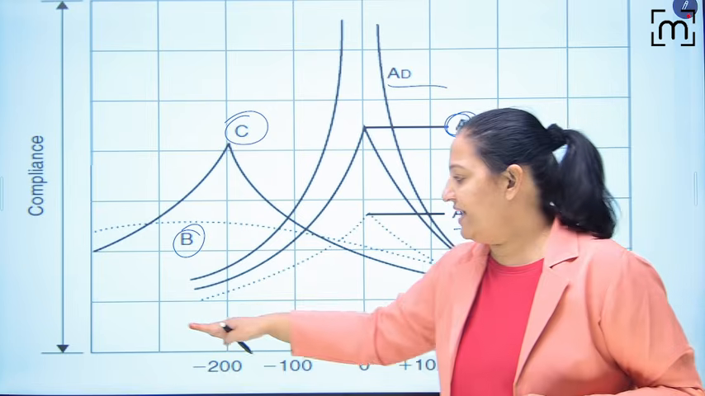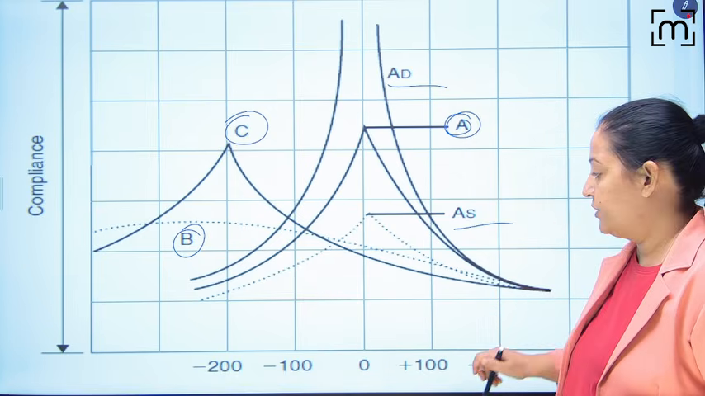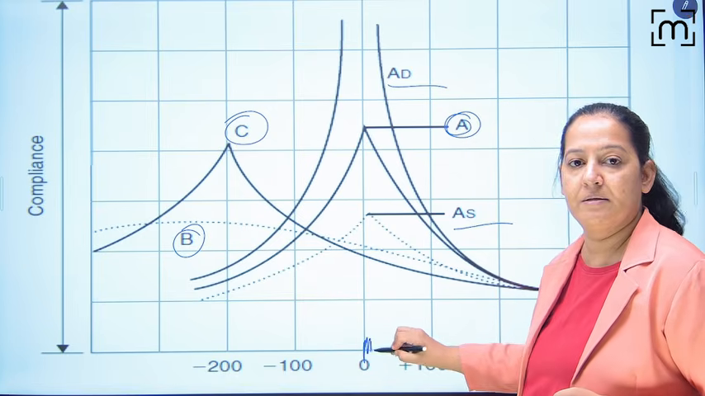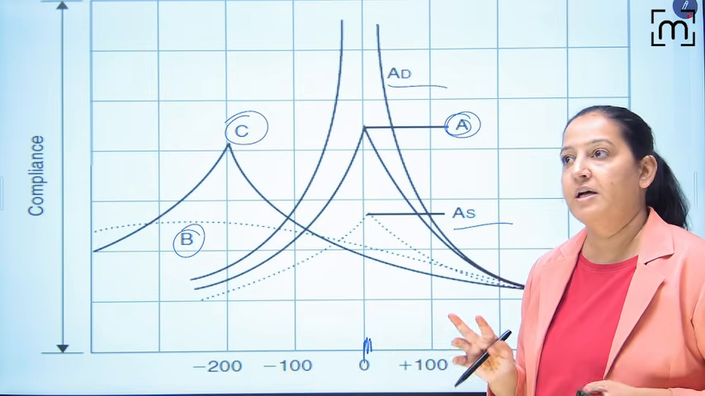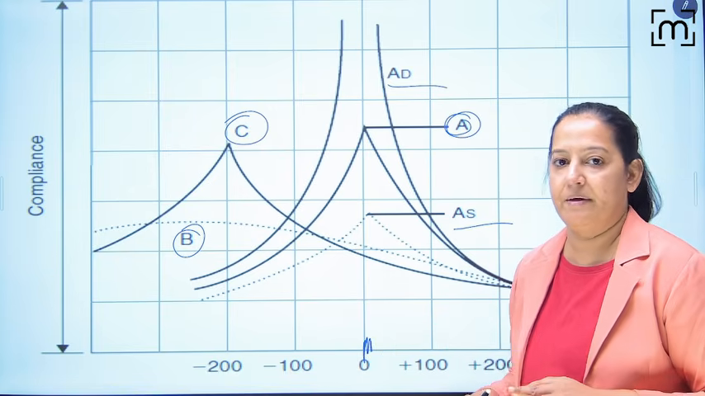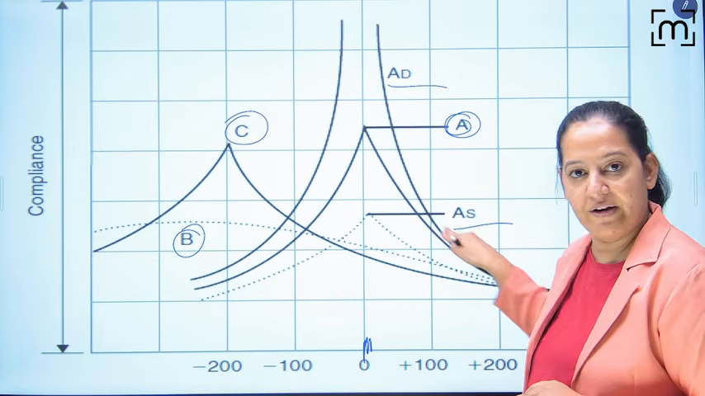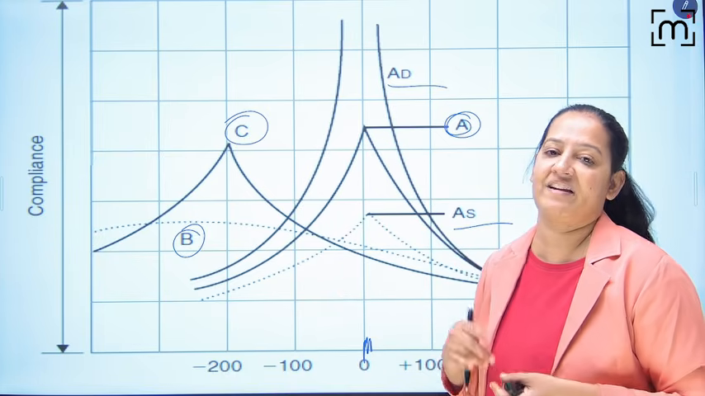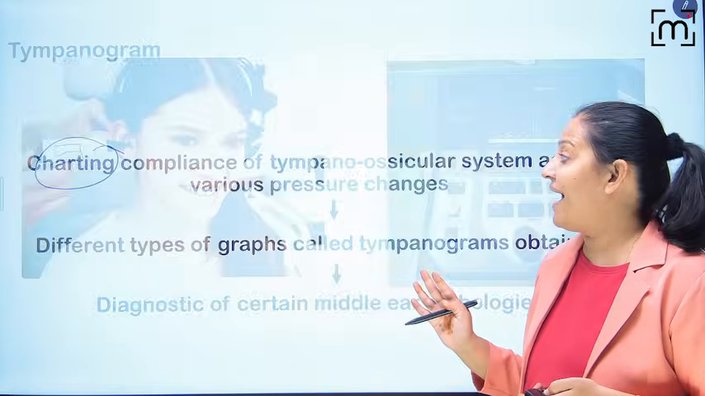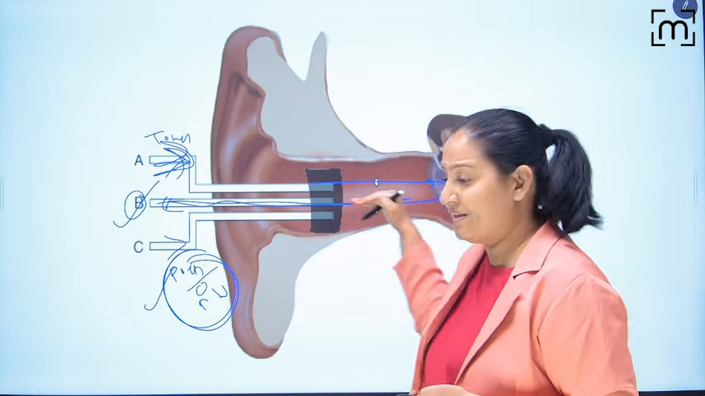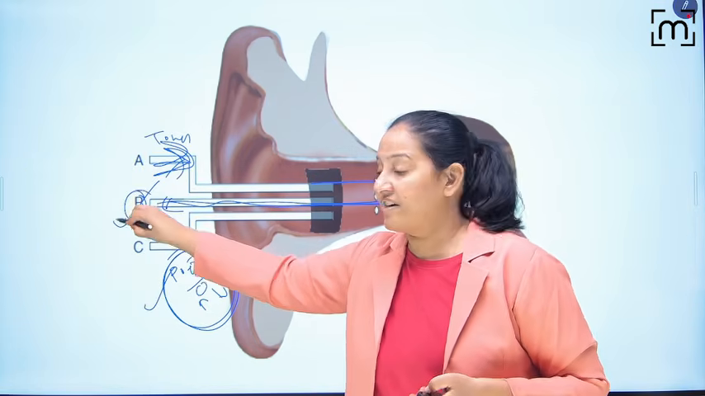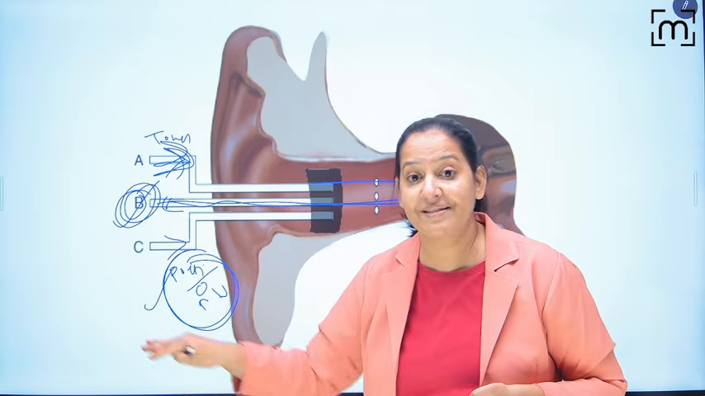Okay, so you can see here, this is pressure. We start with 0 pressure difference, I mean same pressure. The pressure in the EAC and the middle ear is the same, and we see the compliance, how much is reflected back. Then we reduce the pressure, we increase the pressure, and we see how much is reflected back. How much is reflected back is detected by the microphone, and that is known as the compliance of the tympanic membrane.